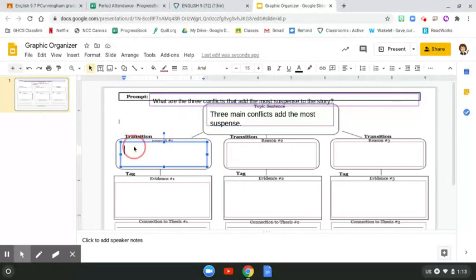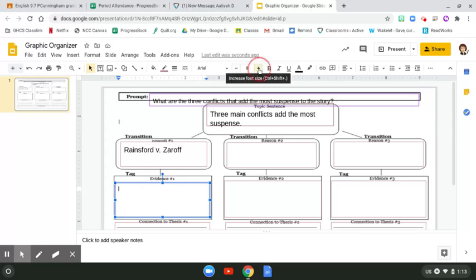Now let's do our first main conflict. I'm going to go with the one, Rainsford versus Zaroff. I think that's like the most exciting one, the most important one. For our evidence, we're going to use the quote that you found from the story. And remember, our quote was, you can look back at your chart for this quote. The general was playing with him, and that was on page 76. I'm going to use our punctuation.